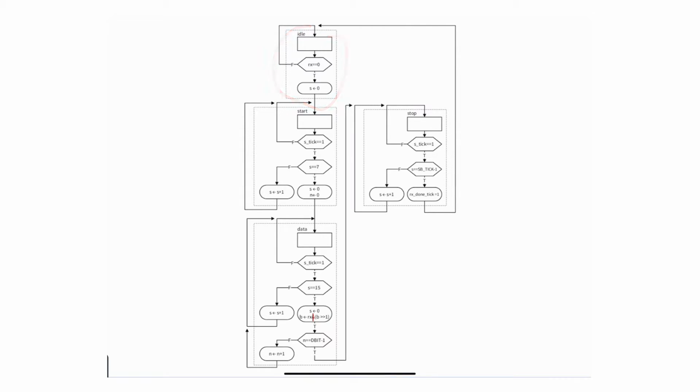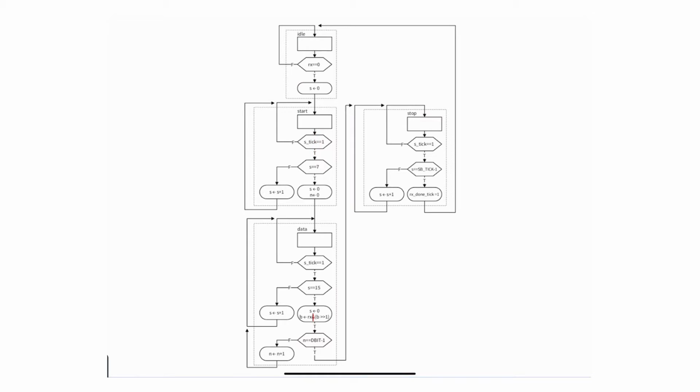In the idle state, I'm monitoring the RX line. Remember that at idle it's 1. Once it goes to 0, I start something: I make s equal 0, where s is just a counter that I set to 0 so that I know how many ticks have passed. Then we move to the start state, which implements the start bit. It checks whether it's an s_tick. If it's not, I stay here.